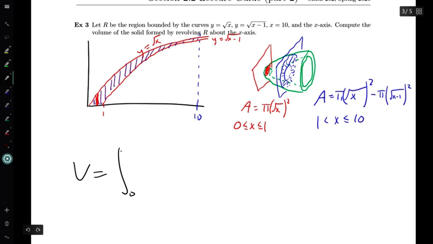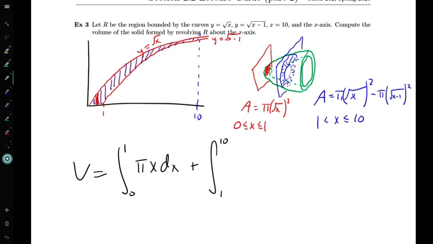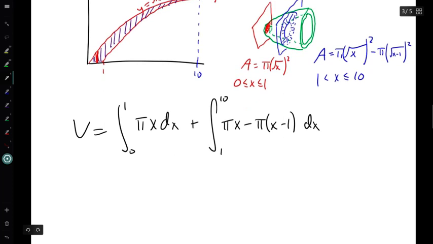own formula. So integral from 0 to 1, we want to integrate pi times the square root of x squared. Well, square root of x squared is x. On the interval from 1 to 10, we want to use our other cross-sectional area formula, which is pi times root x squared. Well, root x squared is x again. But this time we want to subtract away pi times root x minus 1 squared, i.e. x minus 1. This is a nice integral for us to compute.